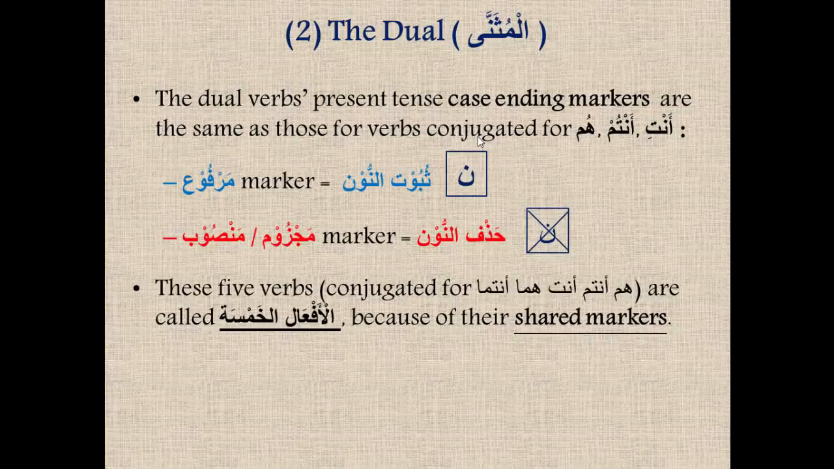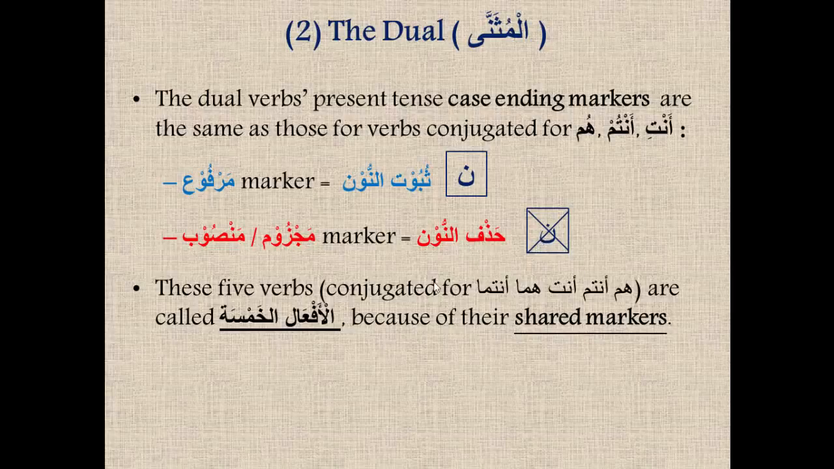What are the dual verb case endings in the present tense? The dual verbs present tense case ending markers are exactly the same as those markers for verbs conjugated for anti, antum, and hum. So as a reminder, that marker for the marfu' will be thubut an-noon, the presence of the noon, and the marker for the mansub and the majzum will be hadhf an-noon, dropping the noon.